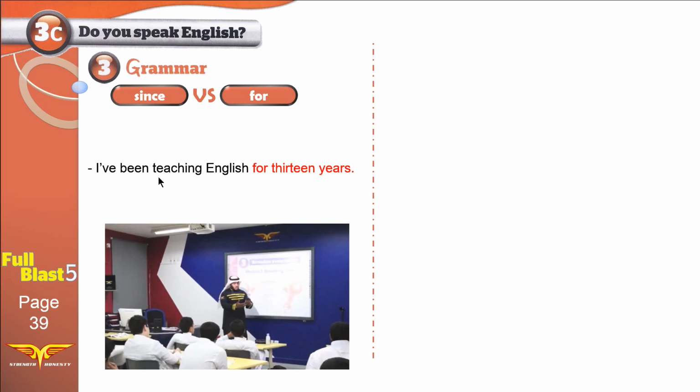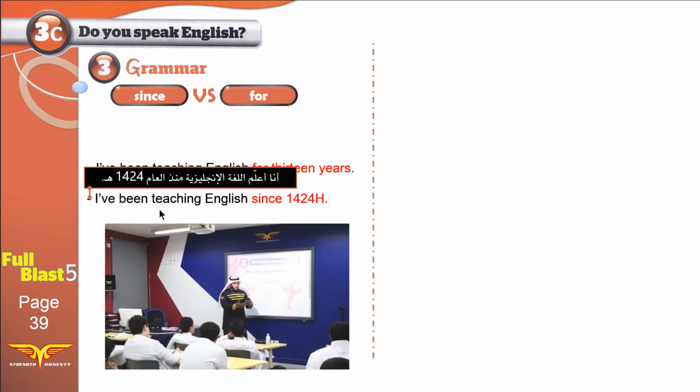Now, we learned how to use present perfect simple. I didn't teach you how to use present perfect progressive, but it doesn't matter because today's grammar is not about present perfect. It's about for or since. All we must care about is that we use for here, for 13 years. There is another way to say the exact same thing. I can say, I've been teaching English since 1424.